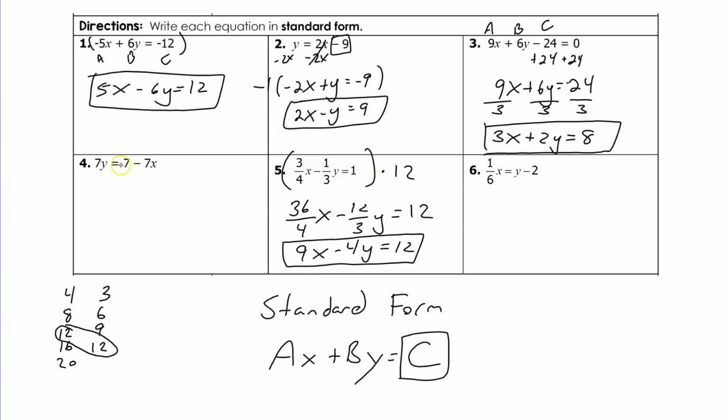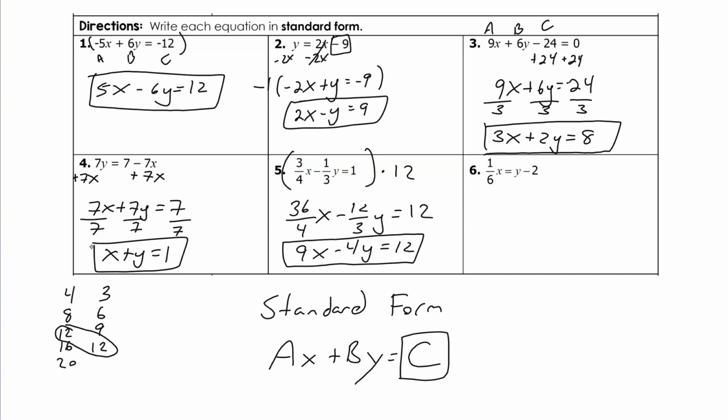Same deal here. We just need this 7 by itself, so I can add 7x to both sides. That gives me 7x plus 7y equals 7. Notice they all have 7 in common, so I can divide by 7. And that just gives me x plus y equals 1.